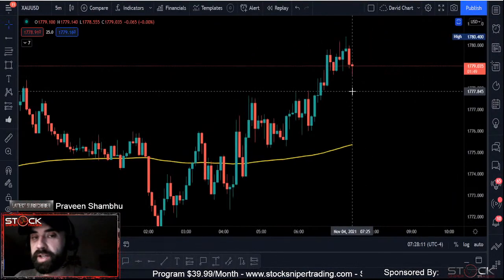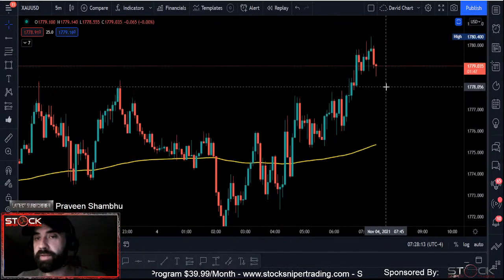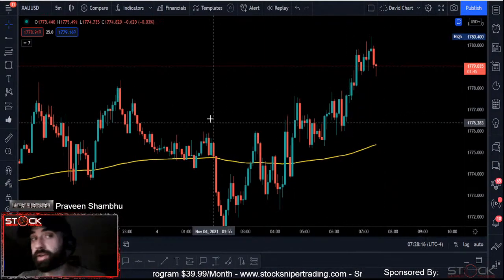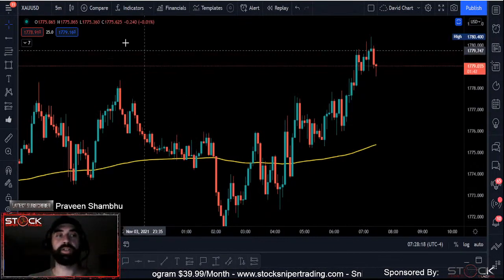Look at gold, guys. Remember, massive sell-off before. Now it's having a retracement. It's back up to 1779 currently. It's trading at that on the 5-minute.